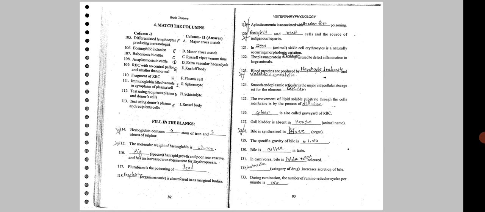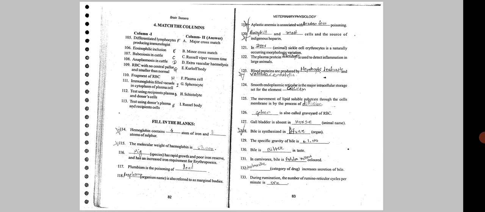Deer red blood cells are sickle-shaped. Basophils and mast cells are the source of endogenous heparin. Heparin is an anticoagulant. Basophils and mast cells secrete it. Heparin is the blood anti-clotting protein.